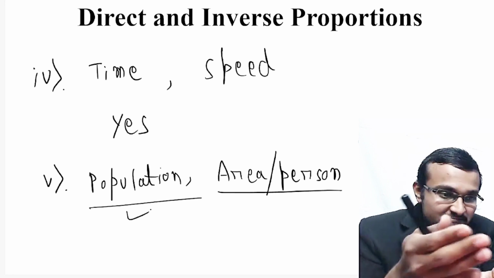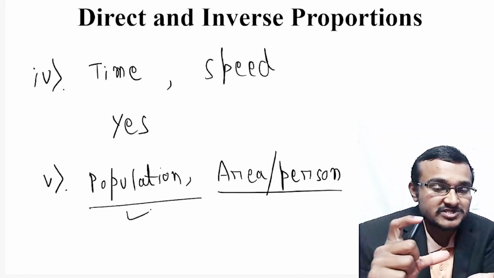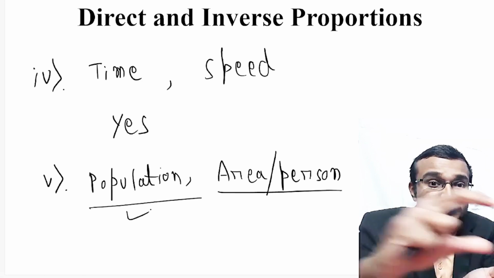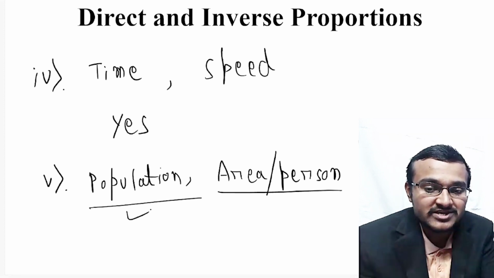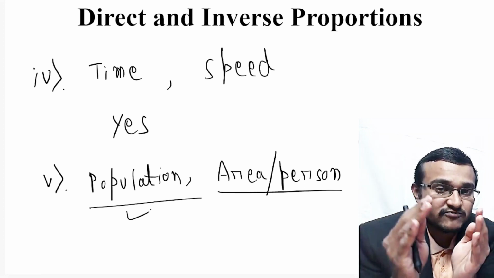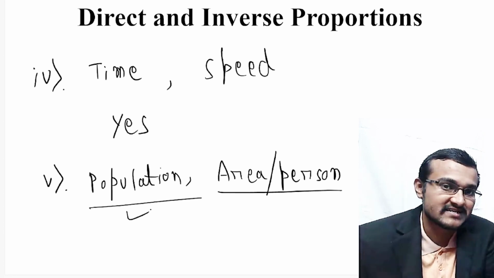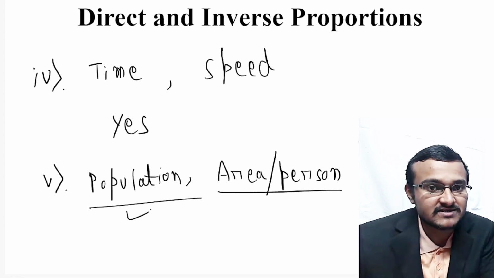That means when 5 people were there, the amount of apple which each person was getting is different. Now the same apple I have to distribute for 10 people. That means the amount of apple will reduce for each person. So here also the area will reduce for each person as the population increases. So one is increasing and one is decreasing. So population and area per person will be inversely proportional to each other.